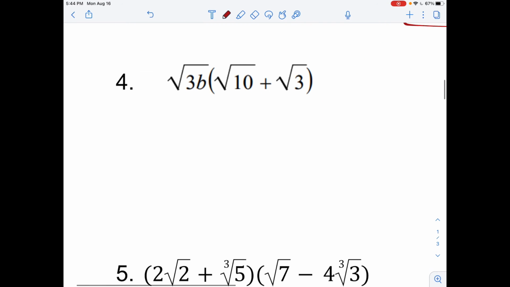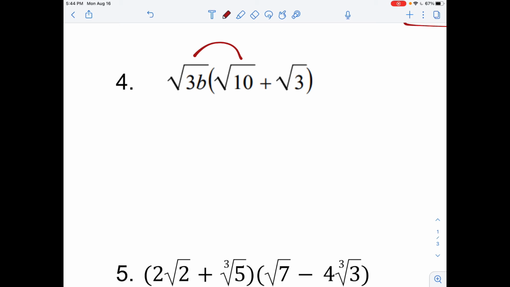Number 4. So all this, if you look at this off the bat, looks kind of like you're distributing, right? That's exactly what I have to do. But it's going to cause us to have to multiply radicals. So to distribute, the first thing I'm going to do is multiply the first 2 terms.